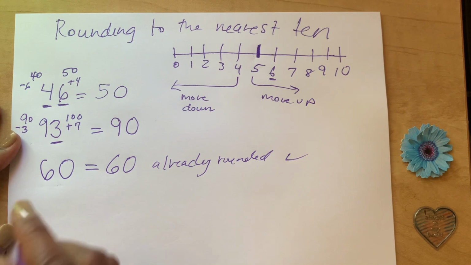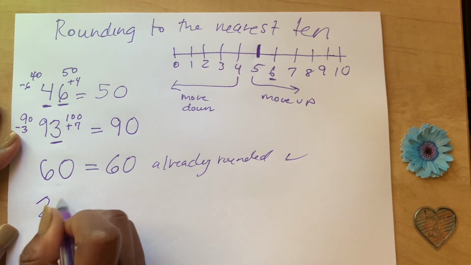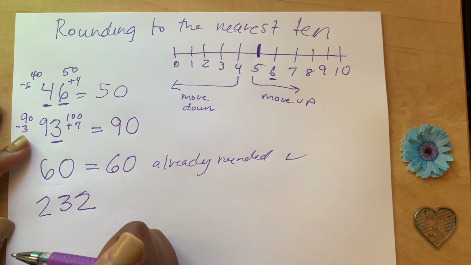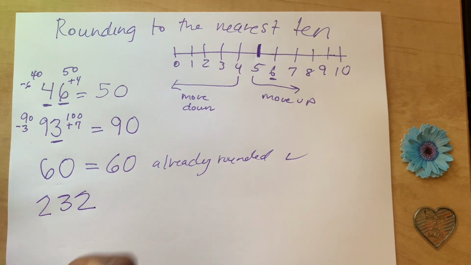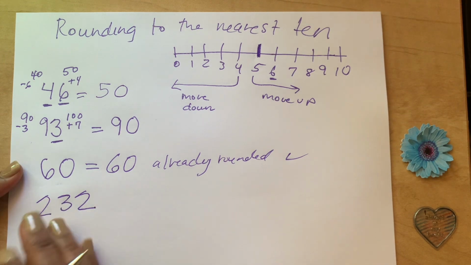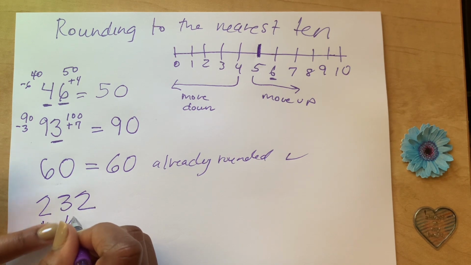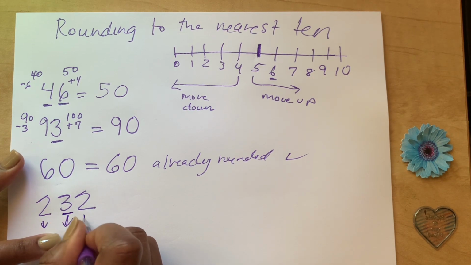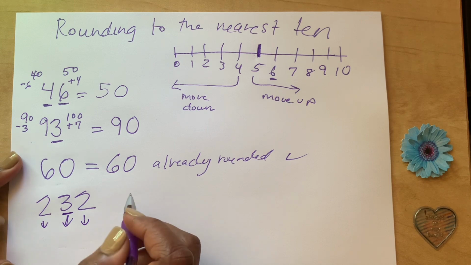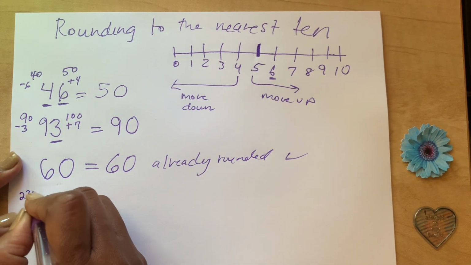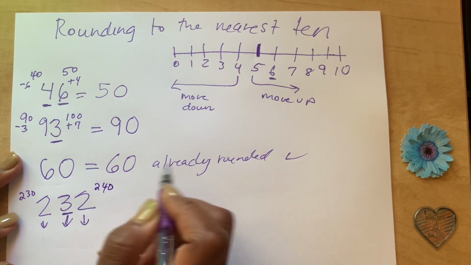Okay, let's go on to 232. We'll try a 3-digit number. So with 232, this is the hundreds place. We're dealing with tens. Remember, this is the tens place, and then the ones. But this number 232 is between 230 and 240.